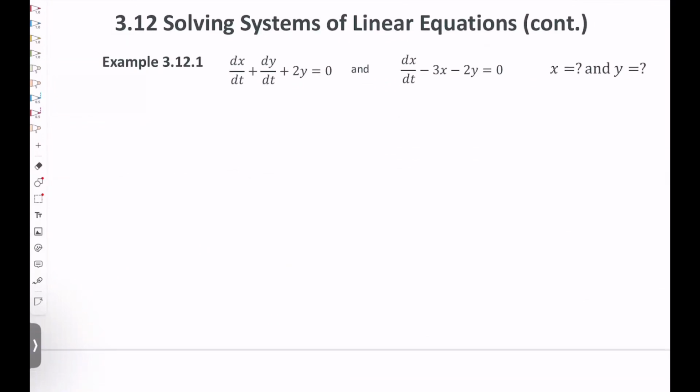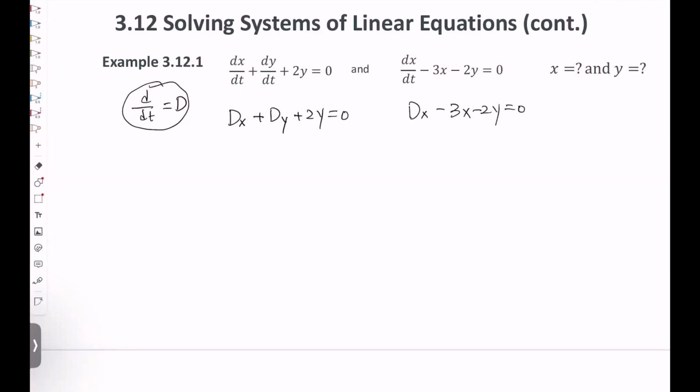You are given two differential equations in terms of x and y with respect to t. We briefly talked about the D notation in chapter 1 and chapter 2, so we're going to use D notation here. We're going to say d over dt as D. Then I can rewrite the first equation as Dx plus Dy plus 2y equals 0, and the second equation is going to be Dx minus 3x minus 2y equals 0.